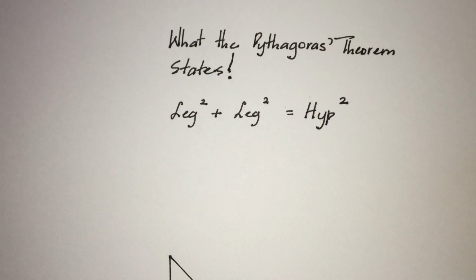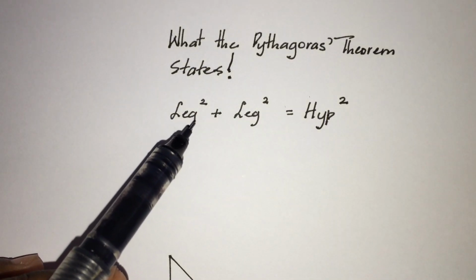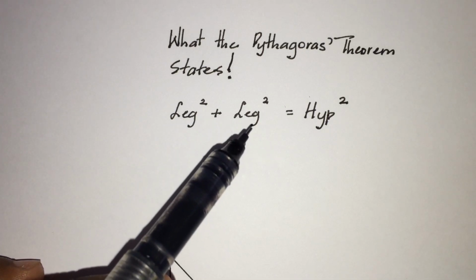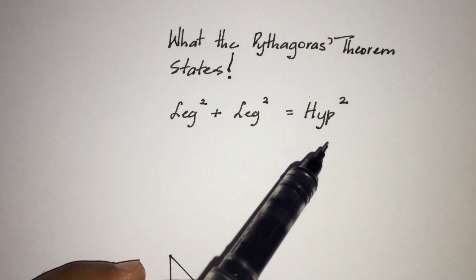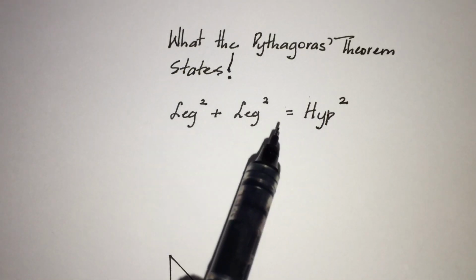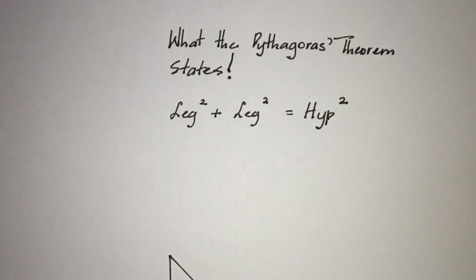So we're going to look at what the Pythagoras theorem states. It says, if I have a leg of a right angle triangle and I square it, and I add that to the square of the other leg, then that should give me the hypotenuse squared. If this holds true, then that triangle is a right angle triangle.